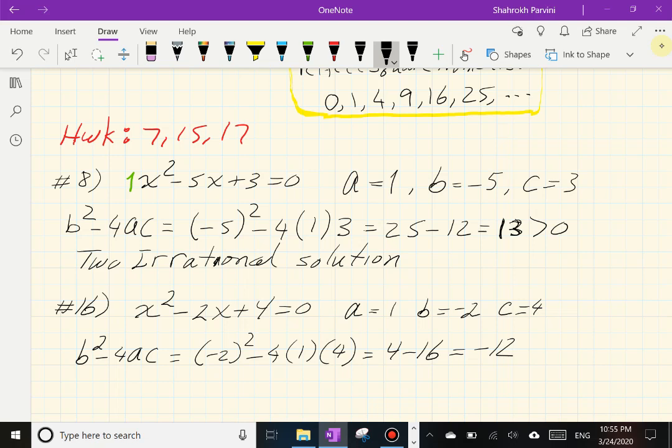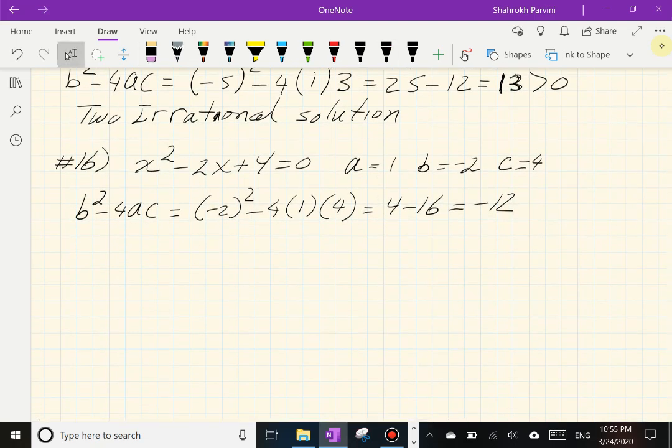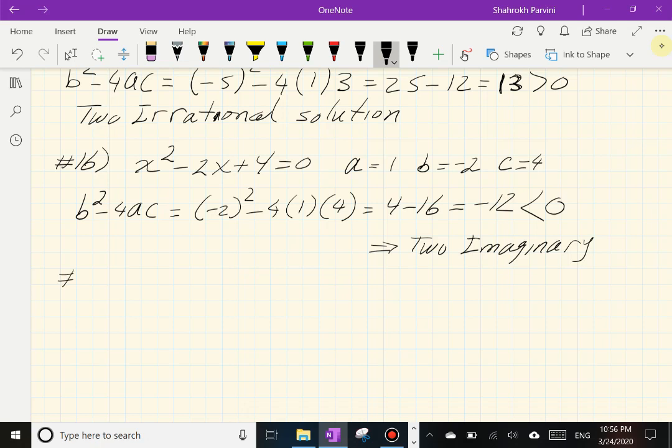Now, negative 12 is less than 0, right? It's a negative number. Now, because it's less than 0, therefore, we're going to have two imaginary solutions. That's all again. Pretty simple, straightforward. Let's do one last one and we'll be done with this section.